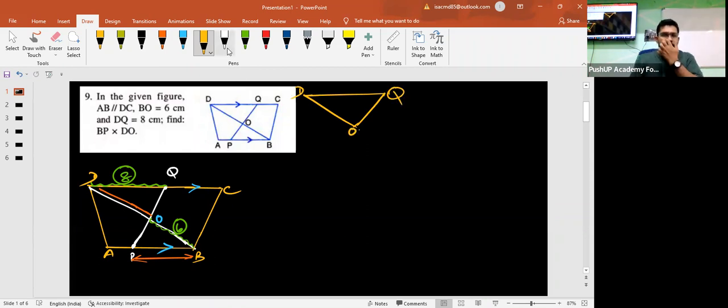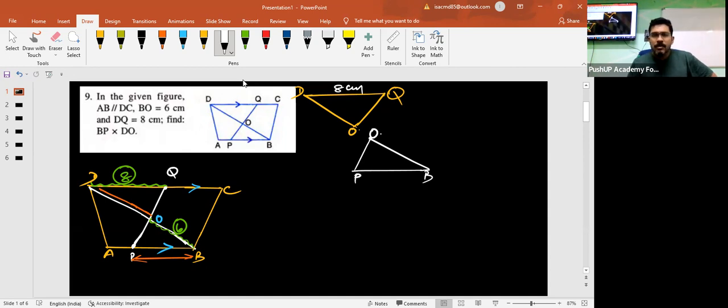So here is your DOQ. Now DQ is what? 8 centimeter. Then this is your other triangle, BPO, where OB is equal to 6 centimeter. Okay. Do you feel these two triangles are similar to each other? They both are similar to each other.